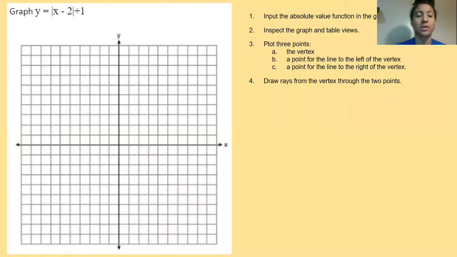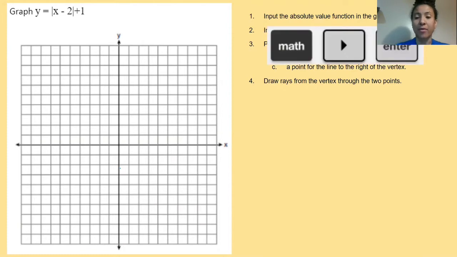Our first question says we want to graph y is equal to the absolute value of x minus 2 plus 1. As you can see on the side where the steps are, the first thing we want to do is input the absolute value function into the graphing calculator. Make sure you're pressing the y equal function first. Once we do that, to get the absolute value, we're going to press math, right arrow, and enter.